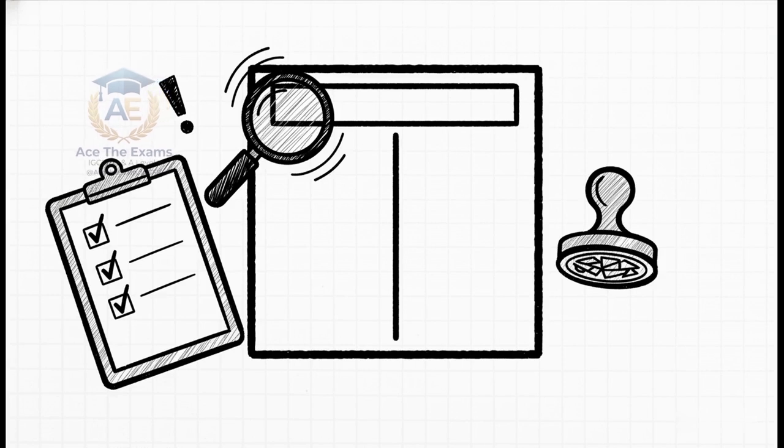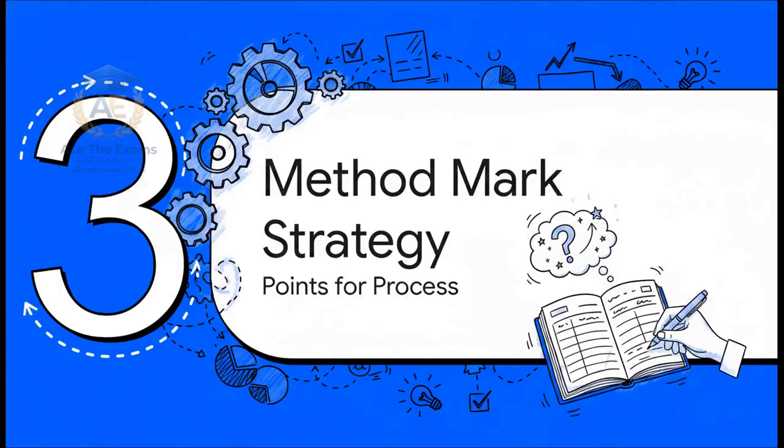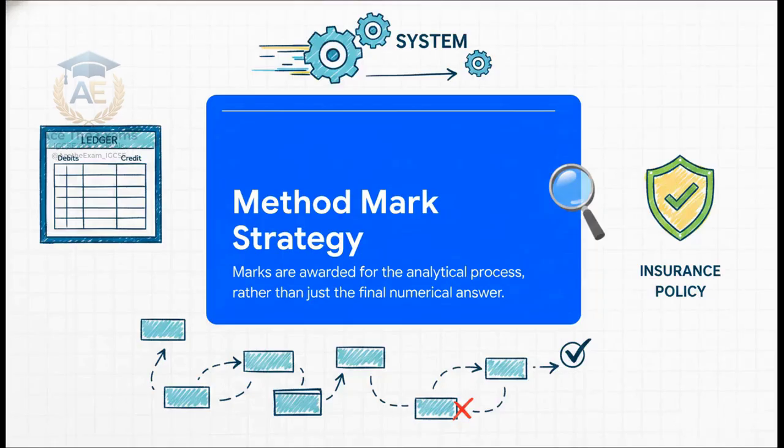All right, let's get back into the masterclass. Section 3, the Method Mark Strategy, Unlocking Points for Process. Okay, let's talk about the Method Mark Strategy. This is an assessment protocol where you are explicitly rewarded for demonstrating your analytical process. Showing clear, logical, systematic working earns you incredibly valuable marks, even if your final calculation is totally off.